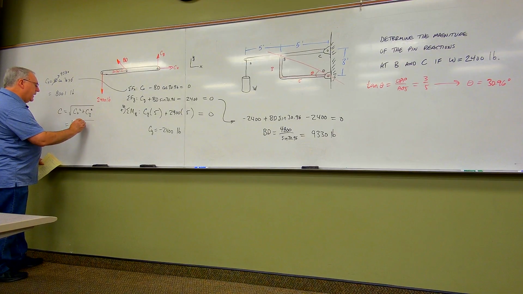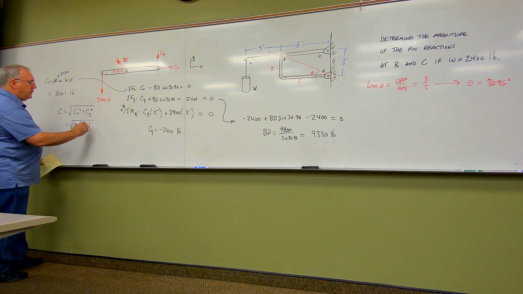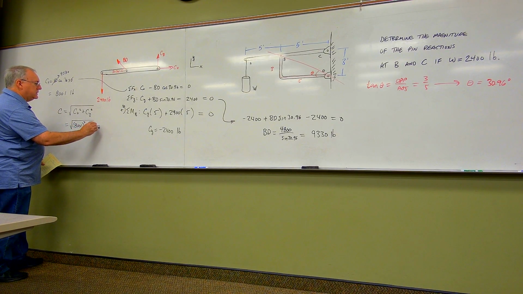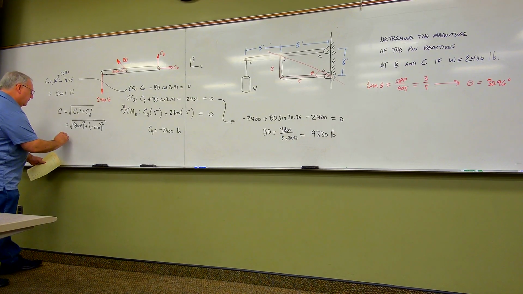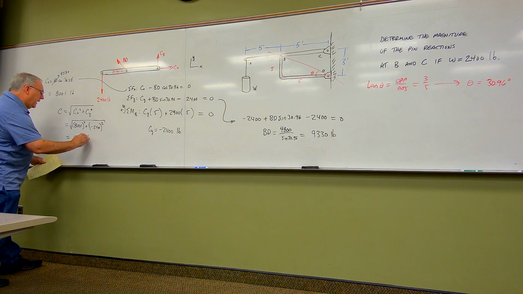8001 squared plus CY, we got is negative 2,400, so minus 2400. But when we square that, that's going to become positive anyway. And if we plug that in, crank that out, folks, we end up with C being equal to, the magnitude of C is 8,353 pounds.